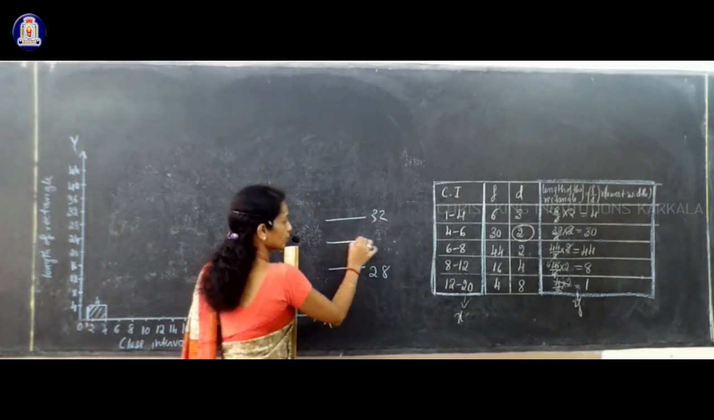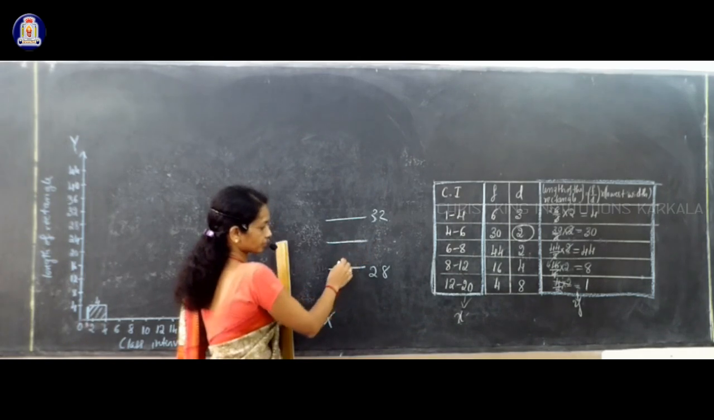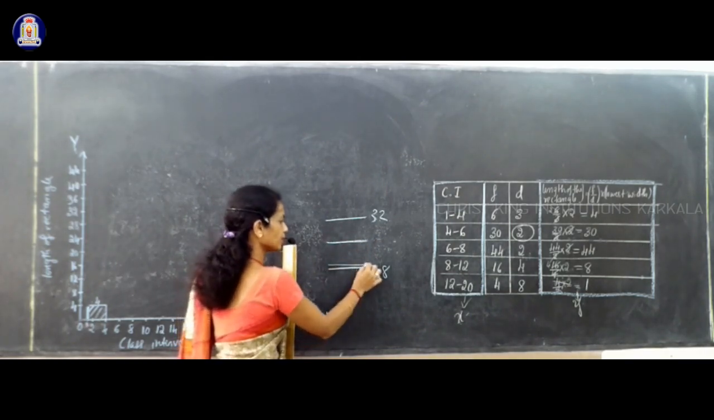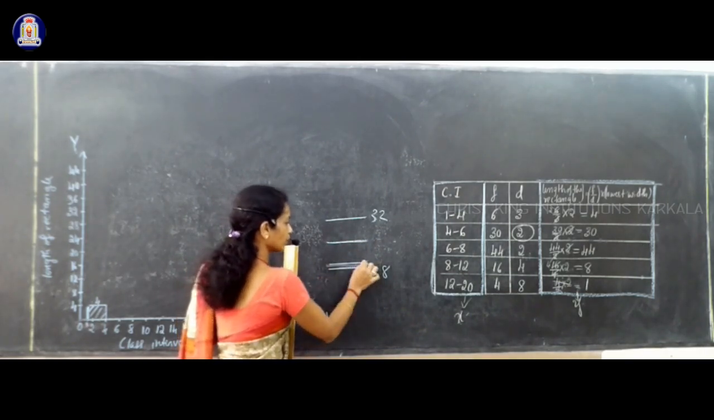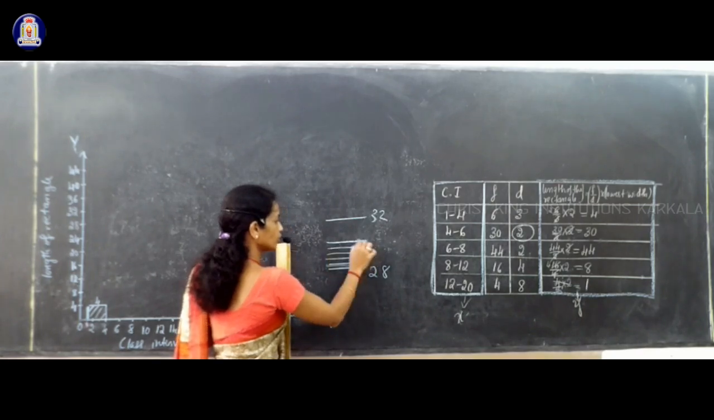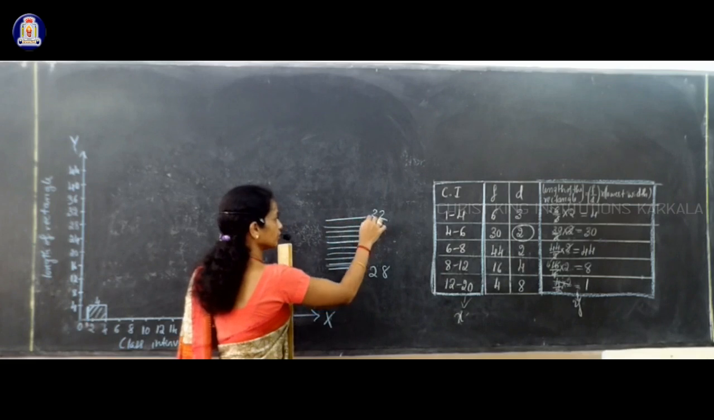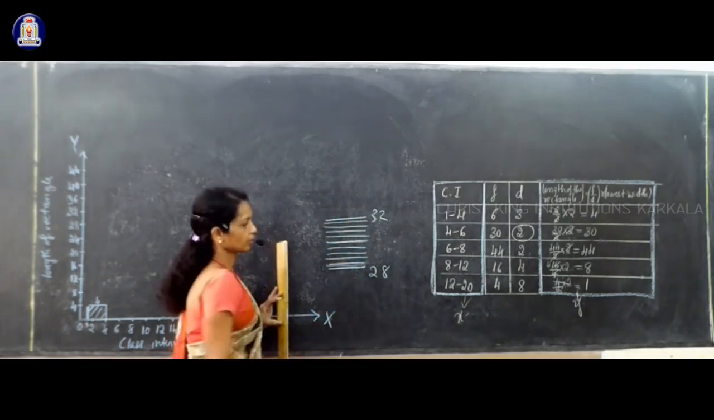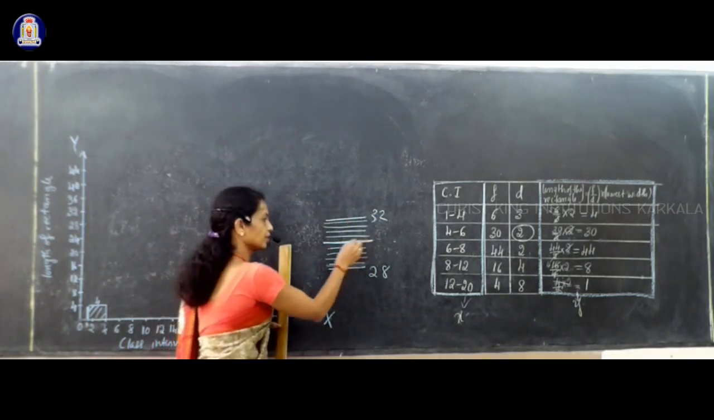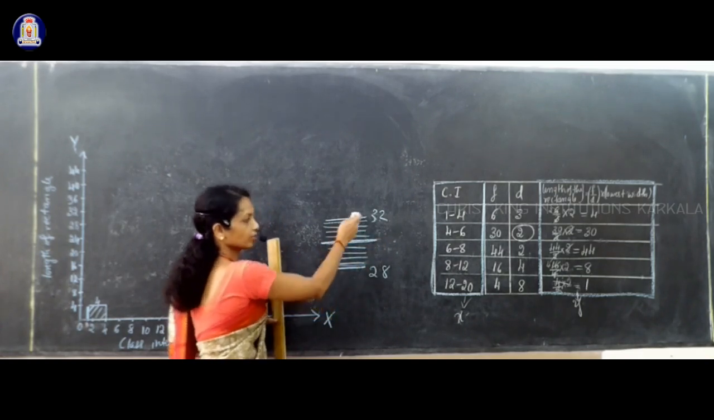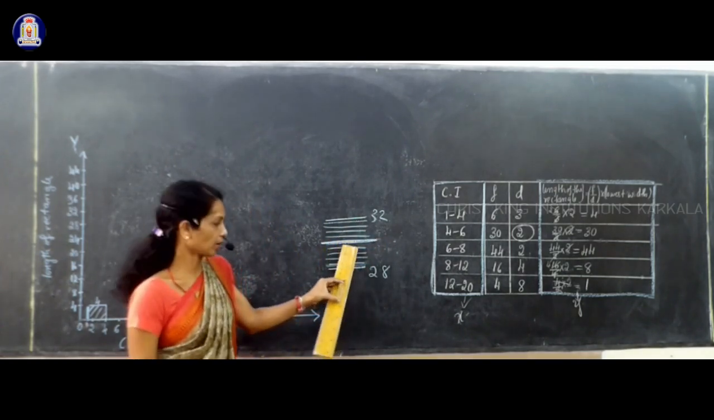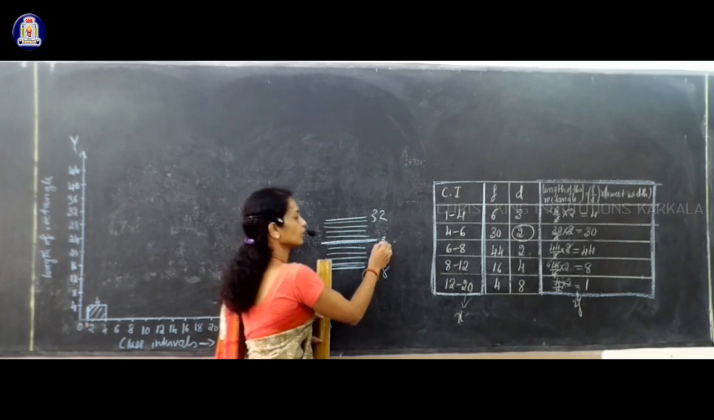And exactly between that, in total here you have 9 lines. This one, 1, 2, 3, 4, fifth one, 6th, 7th, 8th, 9th, and this is the 10th one. Here, exactly in between 28 and 32, you have one more dark line. That line is for 30.